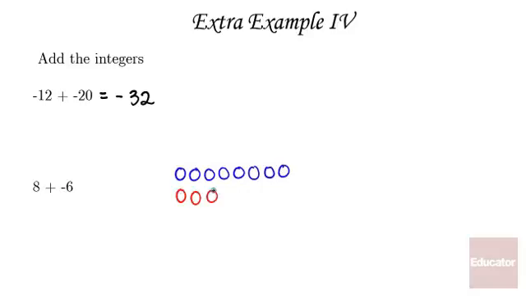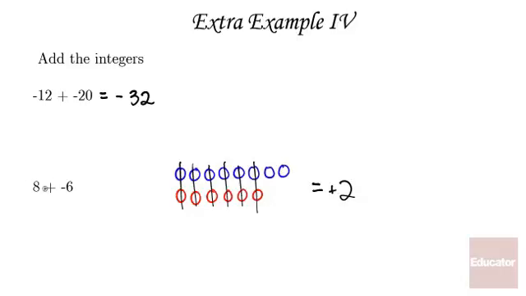Okay, 3, 4, 5, 6. Each time I have a blue and a red, an opposite, I'm going to cancel it out. So all of these cancel out. And then what do I have left? 2, and that's positive because blue is positive, right? That's positive 2.